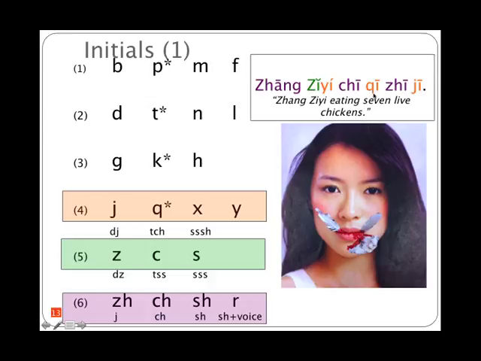Retroflex, forward. Retroflex, forward. Your tongue should move back and forth. Chi, qi, zhi, ji. Chi, qi, zhi, ji. Zhang Ziyi chi qi zhi ji.